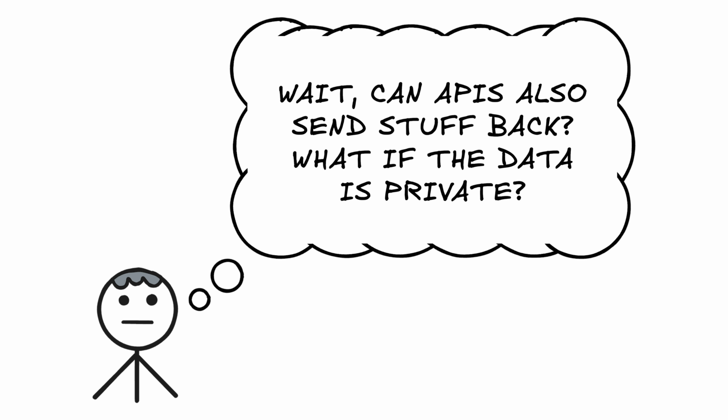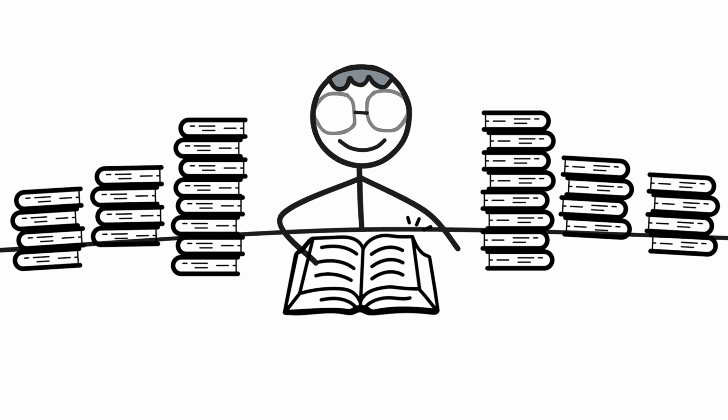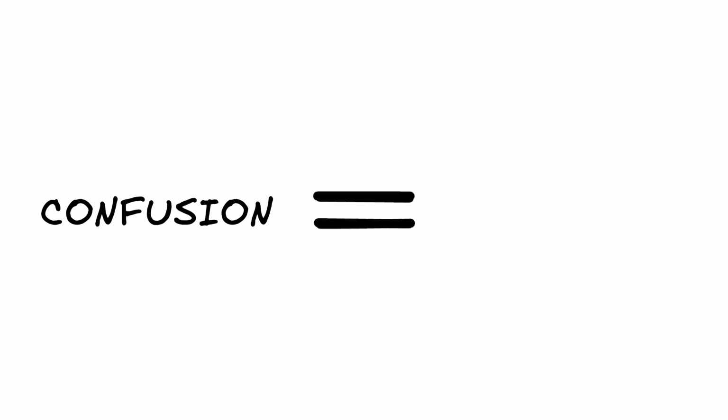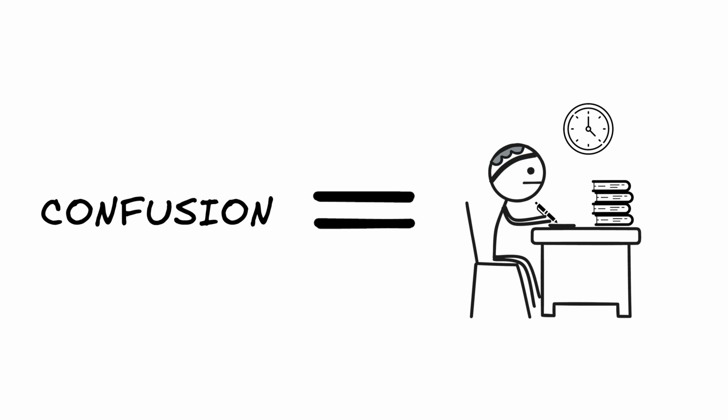Step 3. Identify your gaps. Wait, can APIs also send stuff back? What if the data is private? Stumble while explaining something. That's your golden ticket. Go back to the material. Fill in the blanks. That confusion equals the exact spot where deeper learning happens.